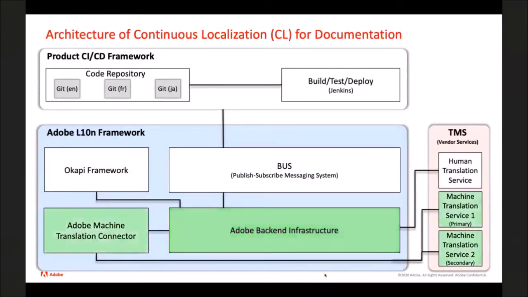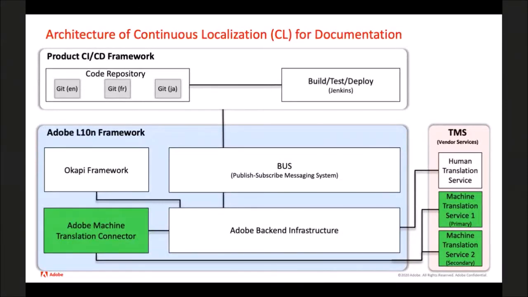And then the next is the Adobe Machine Translation Connector. It's a layer to connect different machine translation services. It takes out the complexity of adding a new MT vendor without impacting the internal services that are consuming the Adobe MT service. It also normalizes the text before sending it to MT engines, the outside third-party vendor MT engines. We have enhanced the current machine translation service provided by our localization vendor that is trained with Adobe document TMs and terminology.